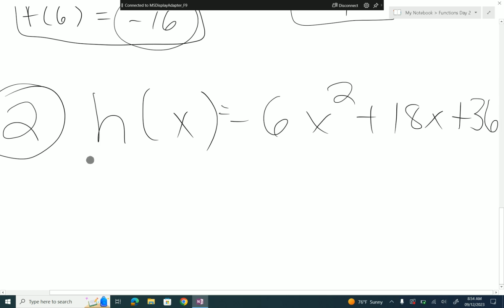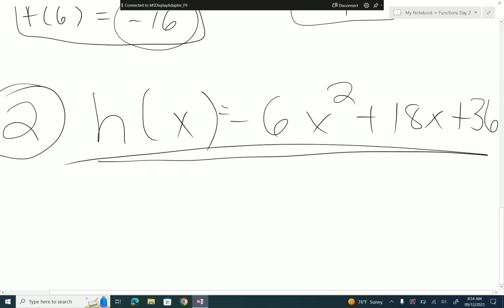Does anybody know what this is called by chance? Not an operation. It starts with a Q. Close hints. Oh, you're close with the quad. Quadratic. This is a quadratic equation. So any equation of the form ax squared plus bx plus c, that's a quadratic.